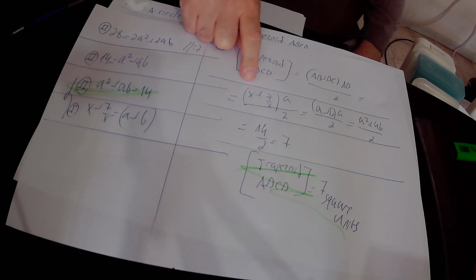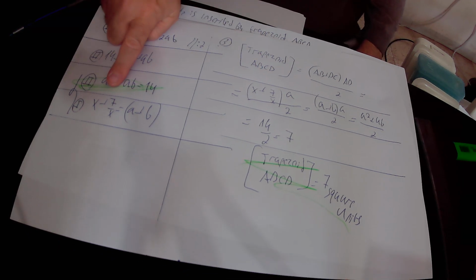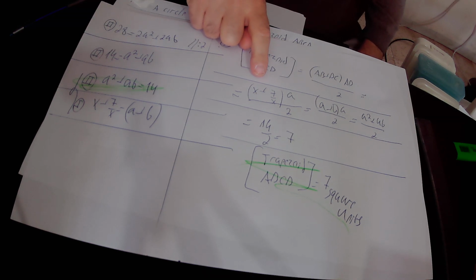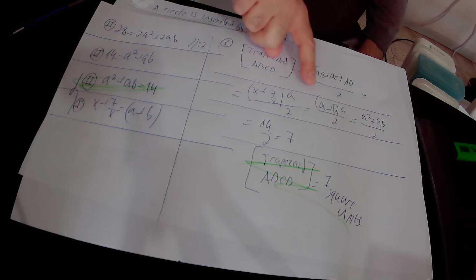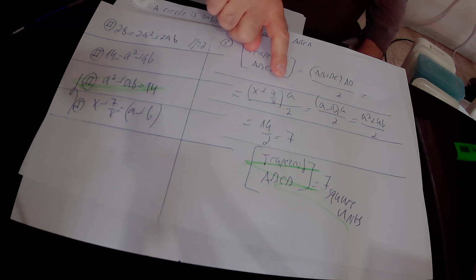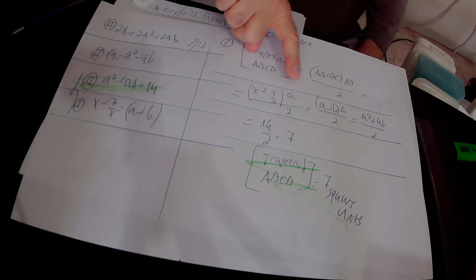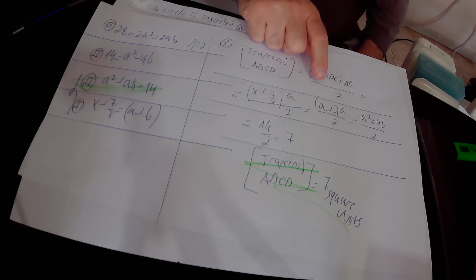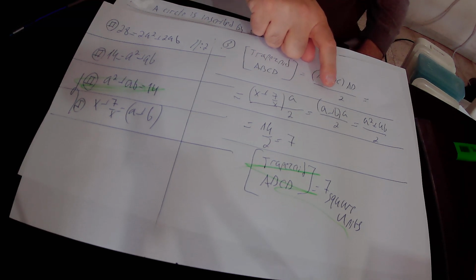But according to equation 1, x plus 7 over x equals a plus b. Therefore, we can substitute x plus 7 over x in this expression by a plus b. We did it. So x plus 7 over x is a plus b. So in total, this expression will be equal to a plus b times a over 2. So the area of trapezoid ABCD equals a plus b times a over 2.